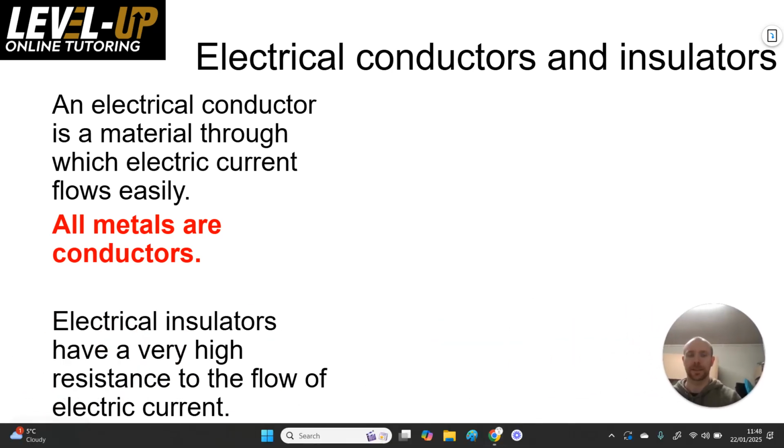We'll talk more detail about what current is in a second, but they're going to allow a current to flow. Whereas insulators, bad conductors, they have very high resistance, a term we'll use later, and they do not allow current to flow. They resist the flow of electrons.